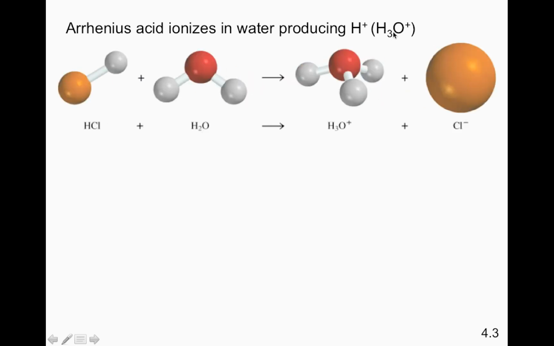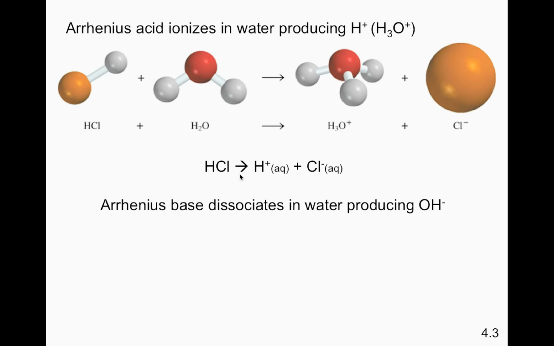Now here's our example. We can see here's the HCl, the hydrogen and the chloride, and here's the water, and here's our hydronium ion and our chloride ion. And we can simplify it by just eliminating H2O from both sides and wind up with this.